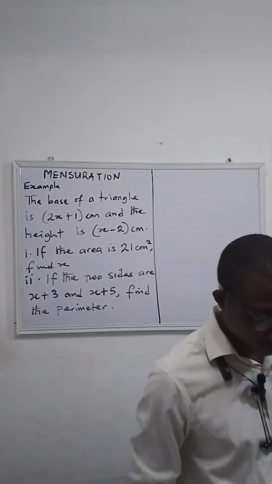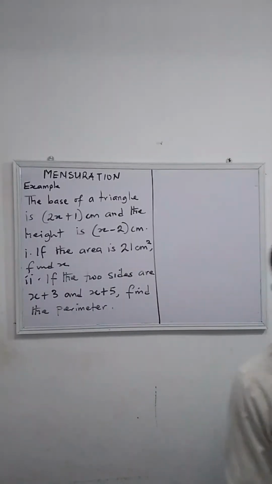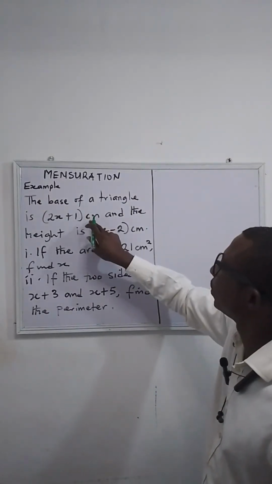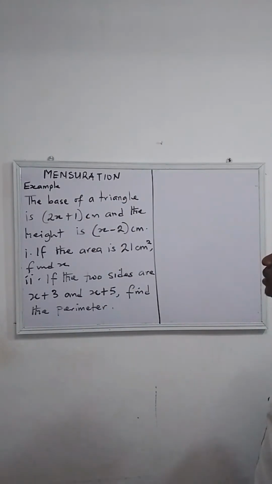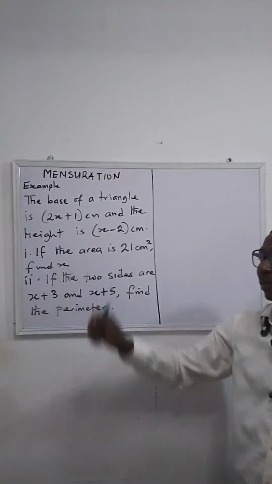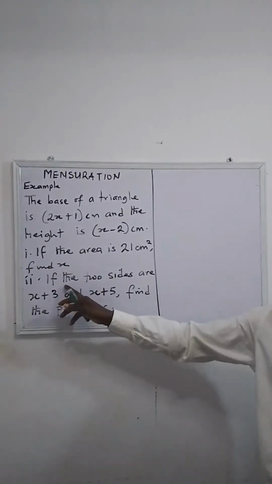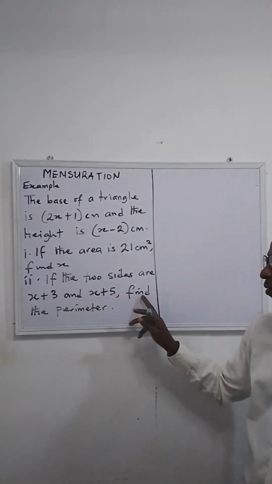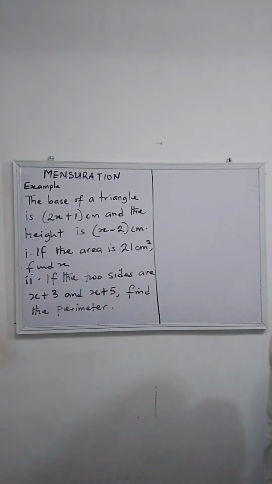Okay, this is another question. The base of a triangle is 2x plus 1 centimeter, and the height is x minus 2 centimeter. If the area is 21 centimeter square, find x. Now, if the two sides are x plus 3 and x plus 5, find the perimeter. So how do we solve this problem?